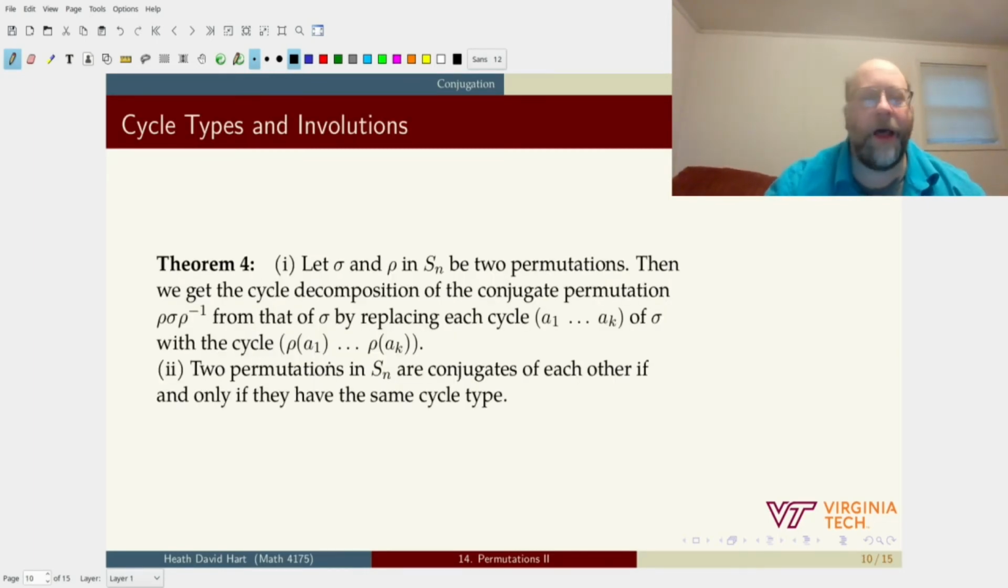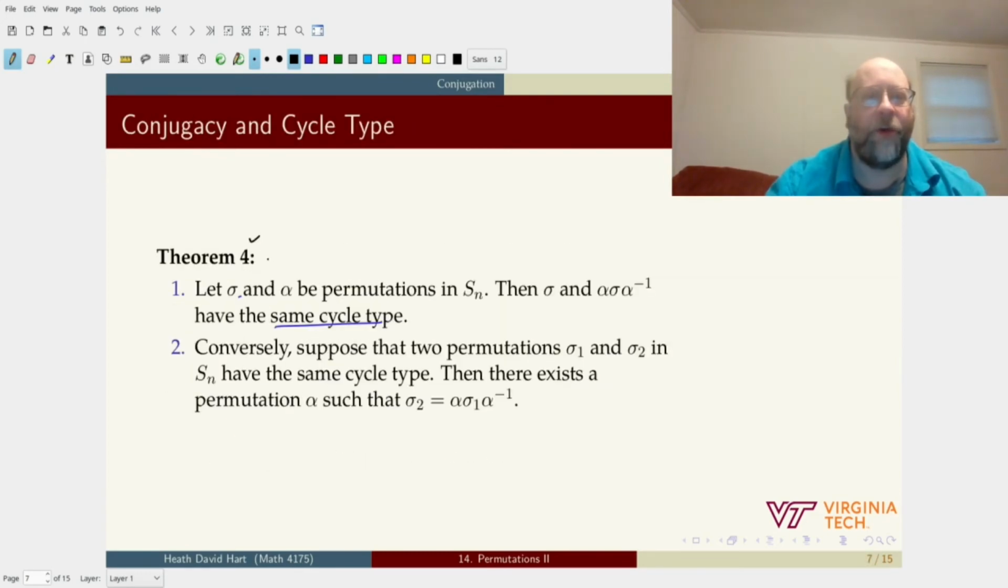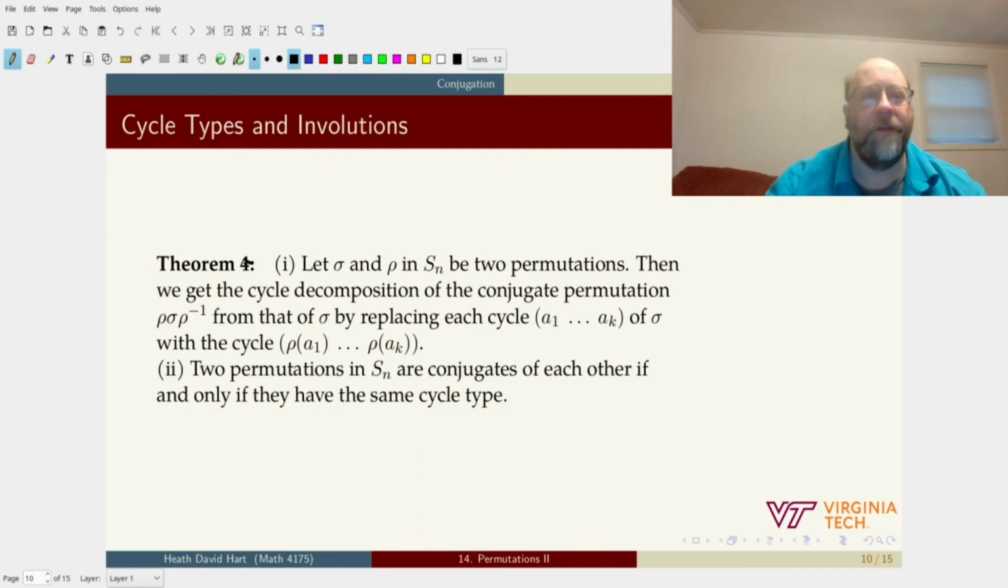So somehow I messed up the numbering here. This here is correct, Theorem 4. This is Theorem 5. I'm sorry about the mess up with the numbers.